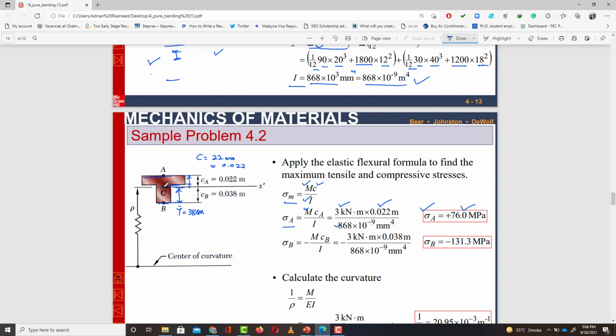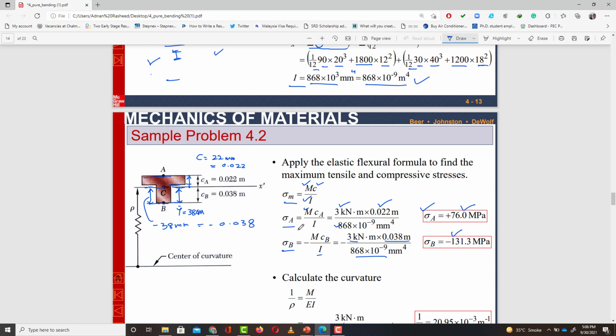Similarly for point B, again this formula sigma is equal to Mc over I. Now c is this distance from neutral axis. This is already 38, but if you are taking downward, that will be minus 38 mm, and it will be minus 0.038. So this formula will be sigma B is equal to McB over I. So this is the CB distance. So 3 kilonewton into CB distance over I. When you solve this, it comes out to be minus 131.3 megapascal.